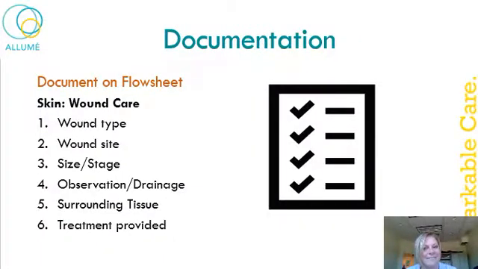Documentation is very, very important. You must document on the flow sheet the wound care, the type of wound, the site where the wound is located, the size and stage, observation, drainage, odor, surrounding tissue, and the treatment provided. Very important that all of this is documented on every visit.